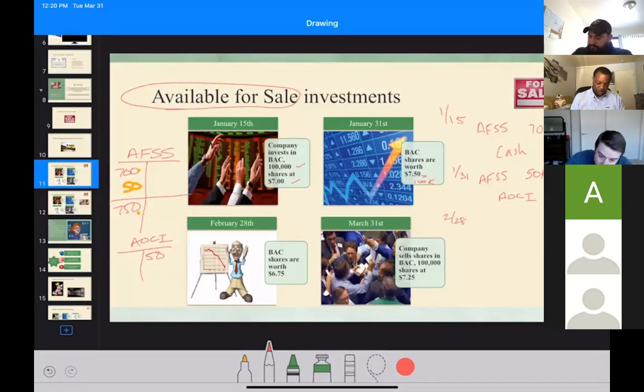On February 28th, the Bank of America shares are down. They're now worth $6.75. So if I multiply that by 100,000 shares, that would mean that my fair market value is 675,000.